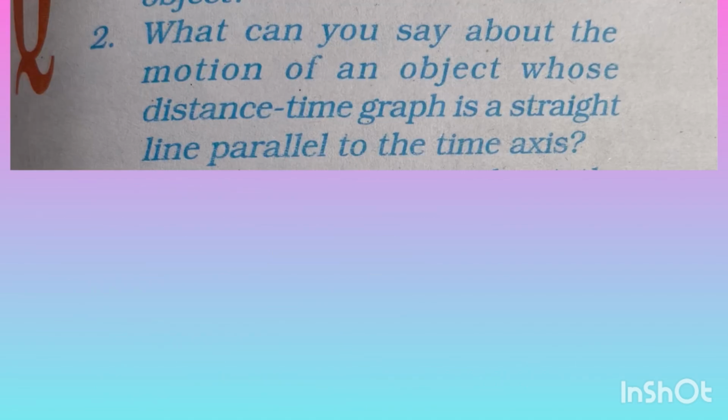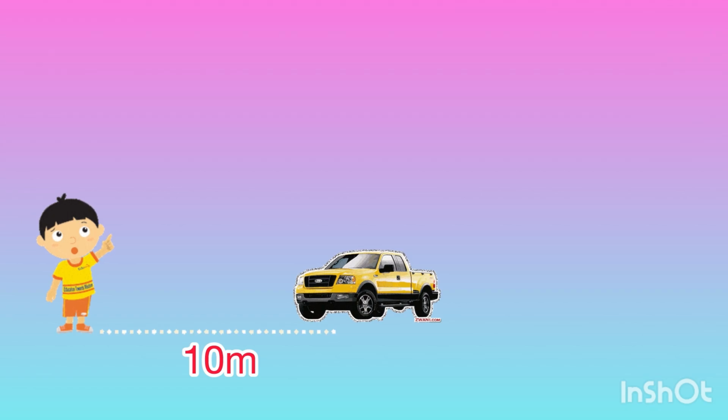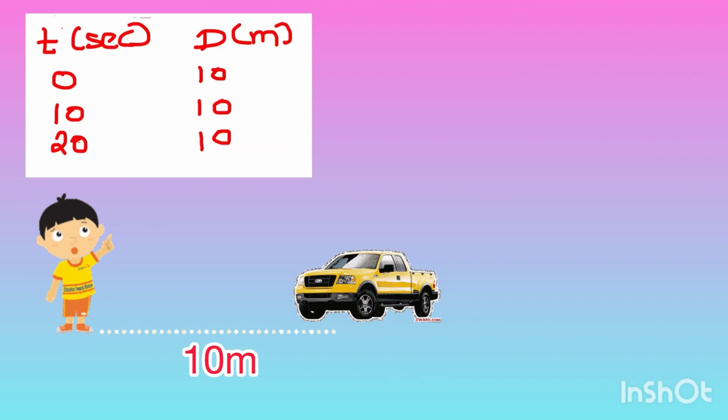Next question, what can you say about the motion of an object whose distance time graph is a straight line parallel to x-axis? Answer is object is stationary. Let us understand with an example. Suppose car is parked at 10 meter from you and you are told to write distance of car from you after every 10 second. So when it is 0 second, distance of car from you is 10 meter. After 10 second, it will remain 10 meter. After 20 second, it will be at 10 meter as car is stationary. So whatever be the time, car position from you will remain same.